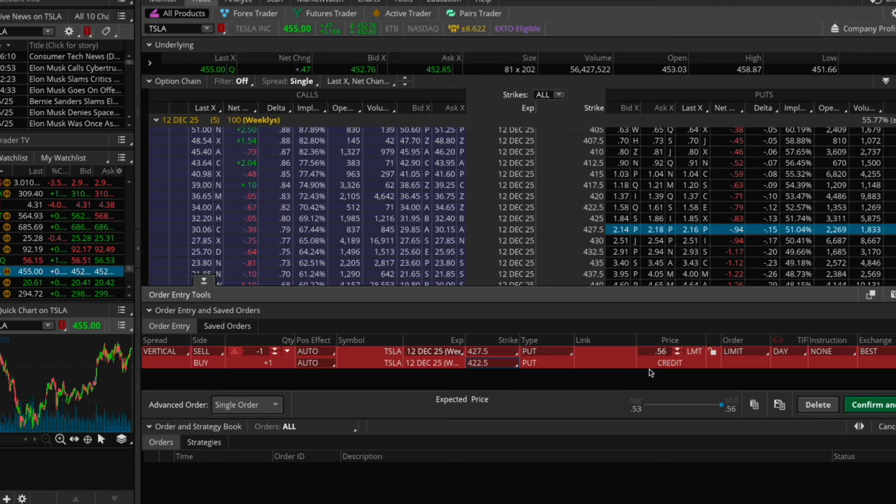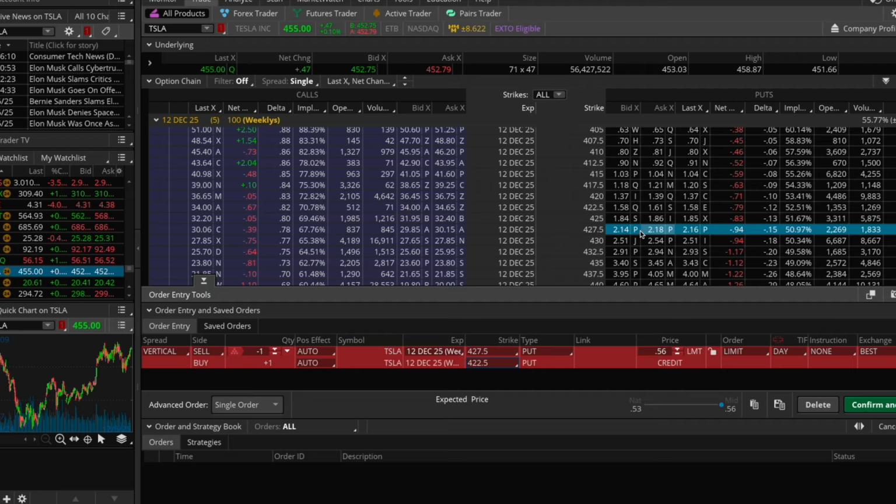So the way that this price is driven, and we can change this in a moment, and I'm going to show you that in a moment, but basically this price is driven by using the mid price between those two contracts. So let's walk through that to illustrate what I mean. If we're looking at the short put, the $427.50, it has a bid of $2.14 and an ask of $2.18. What that means is this. If I wanted to sell this and I put a limit order in to sell it at $2.14, it would automatically be filled because there are already buyers at that price.